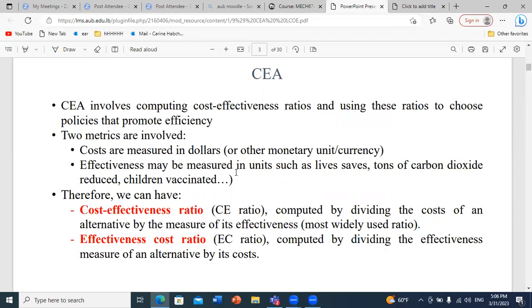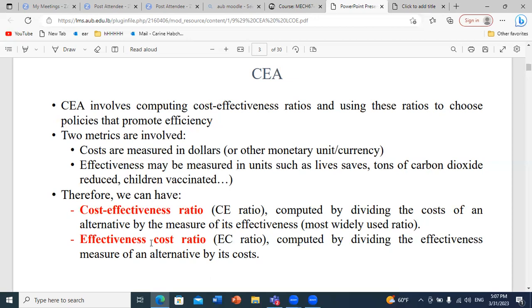For example, if we go back to the example we talked about, the Ford cars, we said that if we just do the CBA, we will decide not to fix the design. But if we use the CEA and we divide the cost by the number of deaths, of course, we'll consider the option which will include a smaller number of deaths. So in this way, we can take into consideration the importance of aspects that do not have a monetary equivalent.